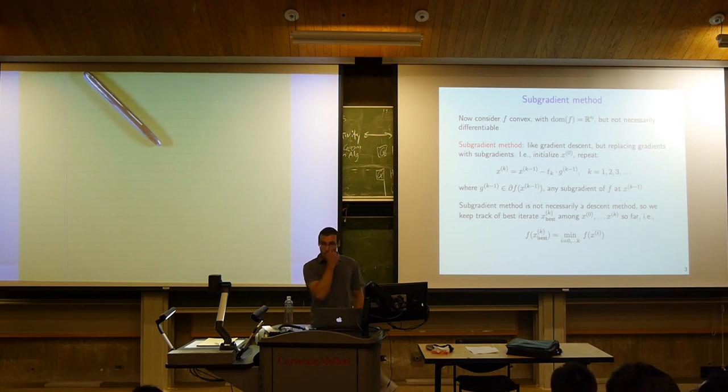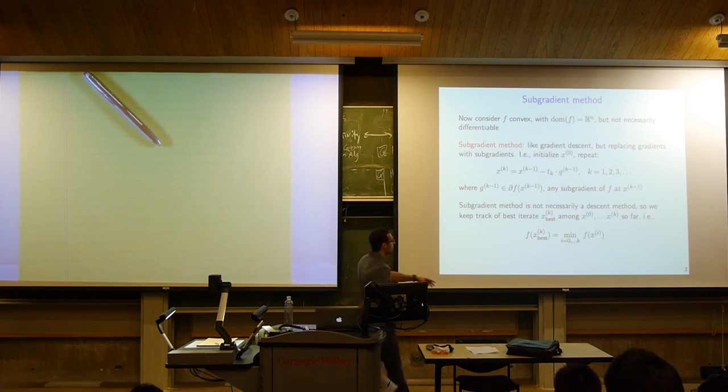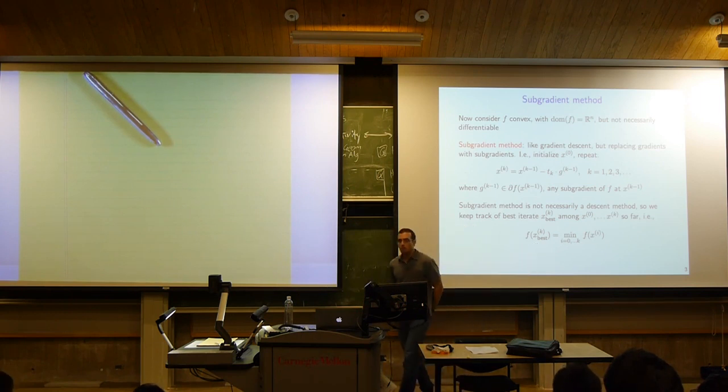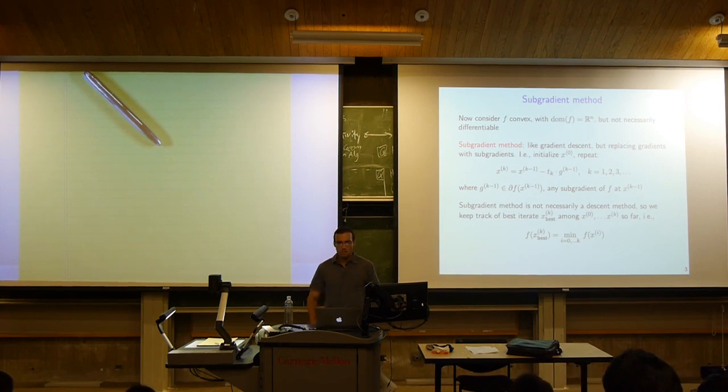So last time we talked about a problem where we're minimizing a function that's convex, that has full domain, but it's not necessarily differentiable. So something like gradient descent would not apply, and we learned that essentially, if we replace gradients with subgradients, then that method will work as long as we keep track of the best criterion value we've seen so far. So this method is called the subgradient method.